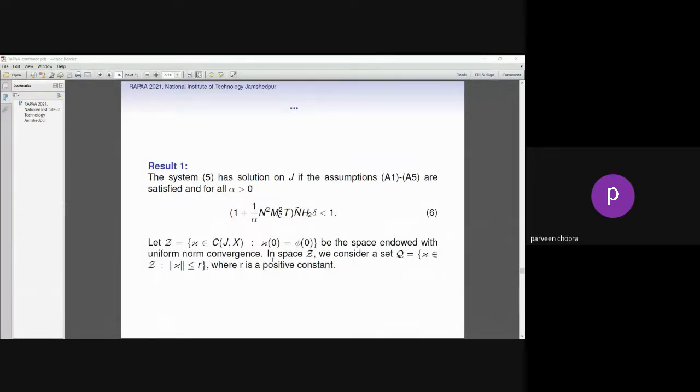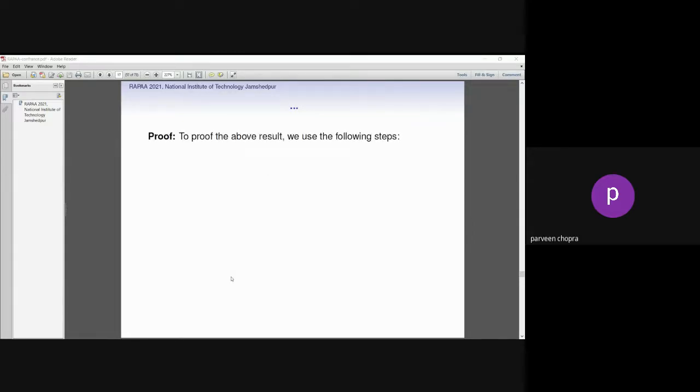Before solving the problem, we take a space Z of all continuous functions satisfying x of 0 equal to phi 0, with the uniform norm, and in the space Z we consider a subset Q in which x is from Z having norm less than or equal to R. To prove our result, we use the following steps. First step, we define an operator F alpha from Z to Z, given in the form F alpha x of t equal to phi of t comma 0 phi 0 and psi of t comma 0 x j 0 plus the integral from 0 to t of psi of t comma s times C u plus F of s, x rho, ds.